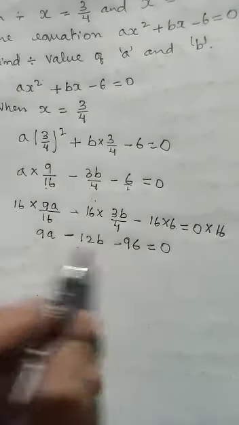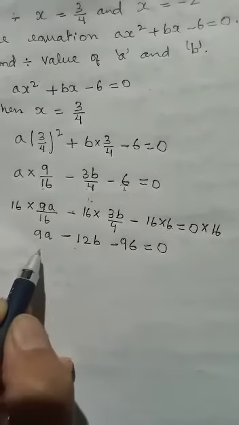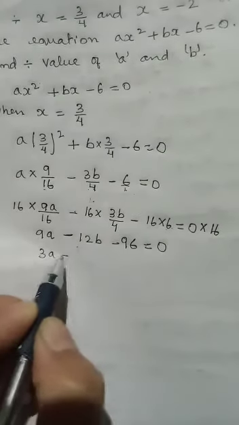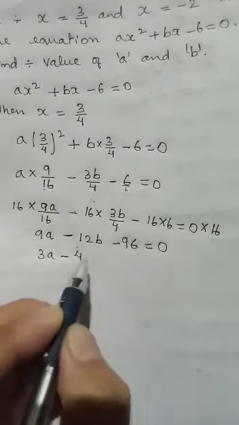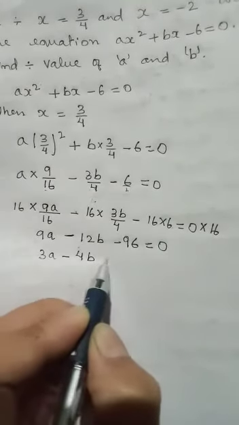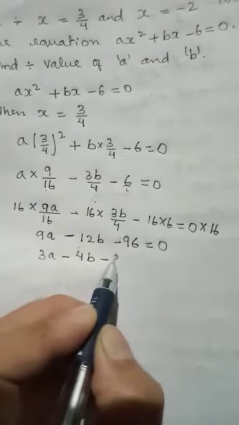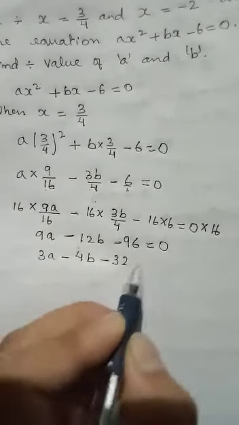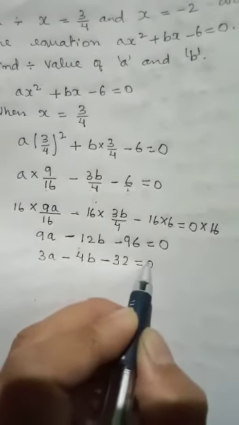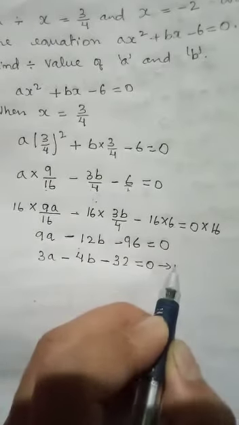9, 12 and 96, we can divide by 3. So 3a minus 4b minus 3 into 3, 9, 3 into 2 equal 0. We cannot plus, we cannot minus, leave it as equation 1.